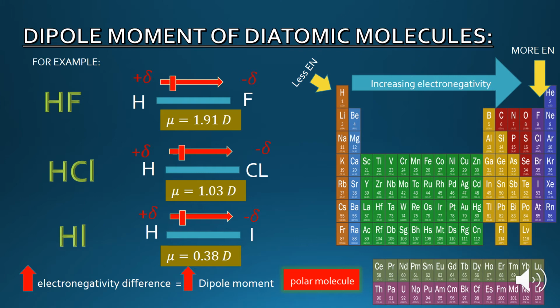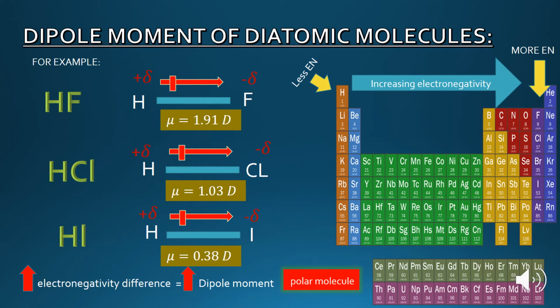Now let's take another example, hydrogen iodide. Here, iodine is more electronegative than hydrogen, so iodine has a partial negative charge and hydrogen has a partial positive charge. The direction of the dipole moment, as you can see by the red arrow, points towards the electronegative iodine. So what will be the dipole moment in the case of hydrogen iodide? It has a dipole moment equal to 1.38 D.